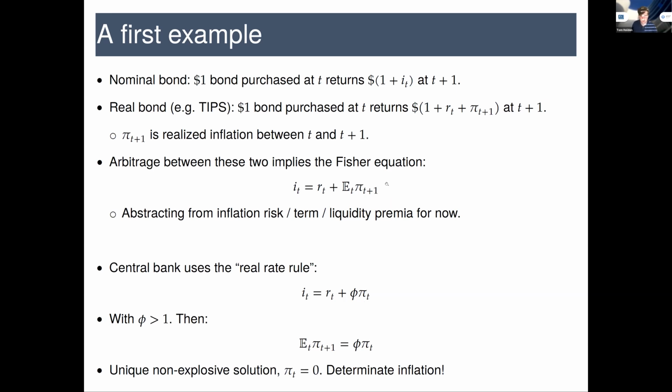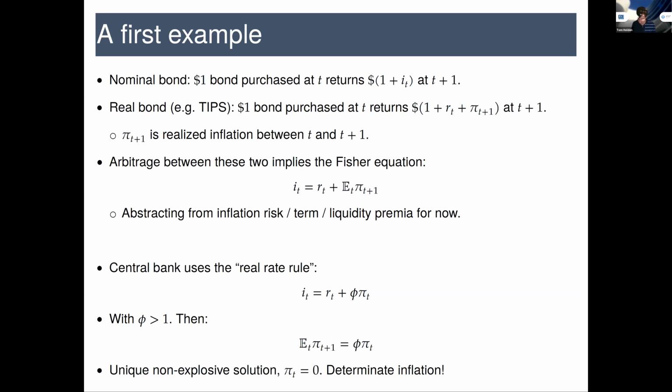Okay, so we've got two equations. We've got the Fisher equation and the real rate rule. Fisher equation says i minus r is expected inflation. The real rate rule says i minus r is phi times pi. Okay, so this equation is going to govern the evolution of inflation. Expected inflation is just phi times current inflation. And as long as phi is bigger than 1, so the Taylor principle is satisfied, there's a unique non-explosive solution in which inflation is always equal to 0. Okay, so this gives us determinate inflation.